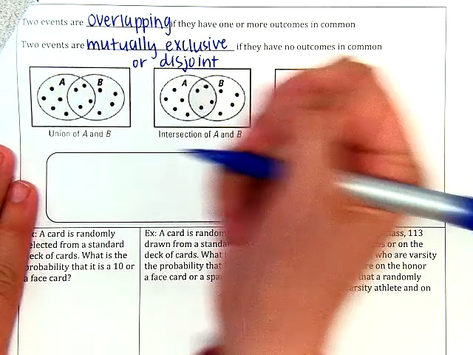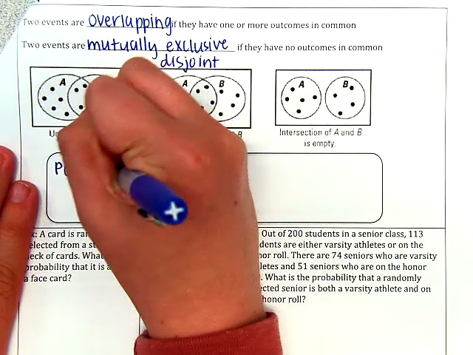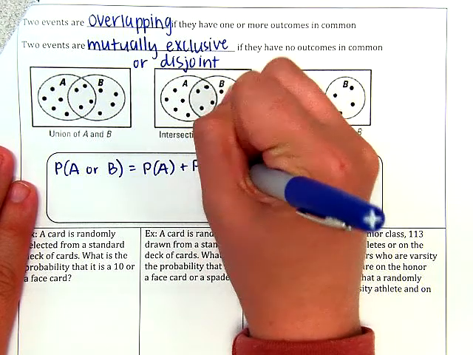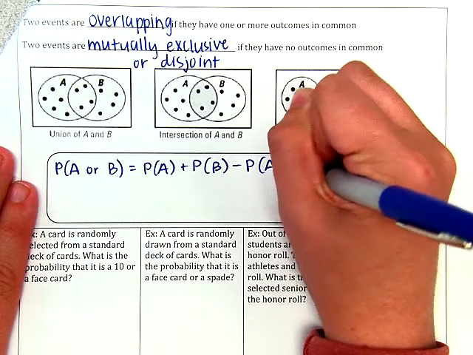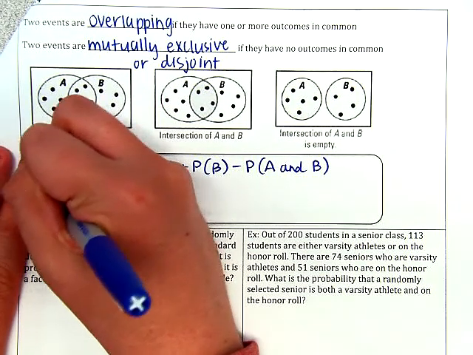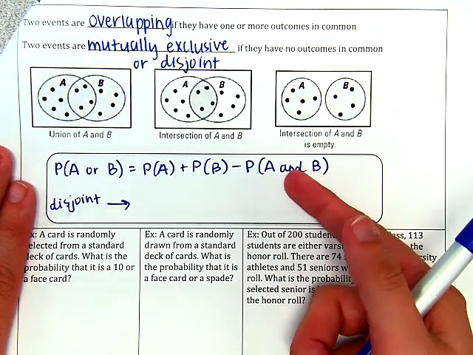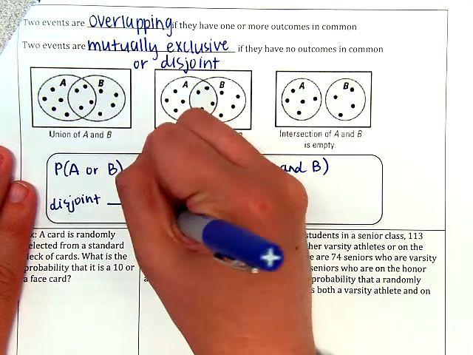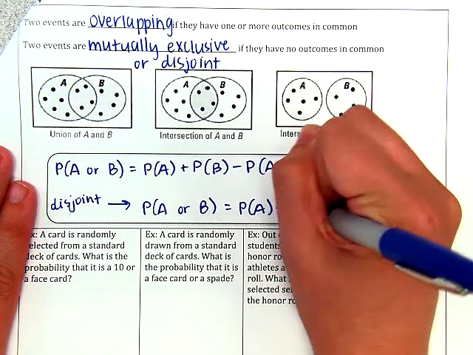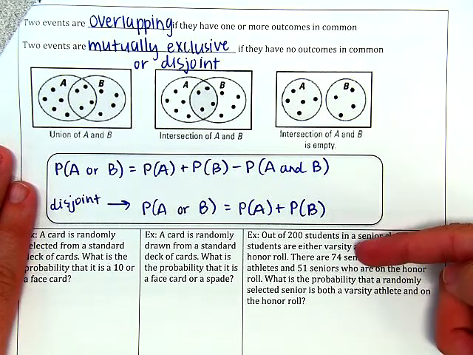So if they have stuff in common, the probability of A or B is the probability of A plus the probability of B minus the probability of A and B. If it's disjoint, it's got a different formula because there is no overlapping. So the probability of A or B is the probability of A plus the probability of B. There's nothing to subtract because there's nothing overlapping.